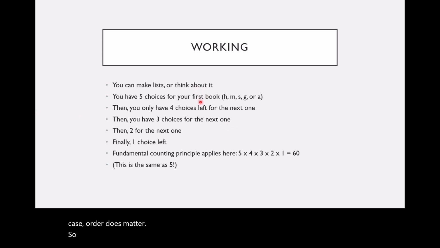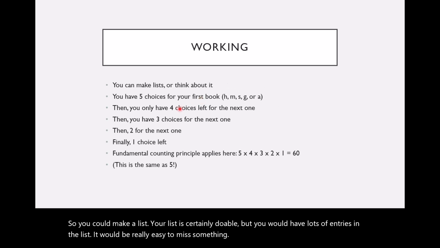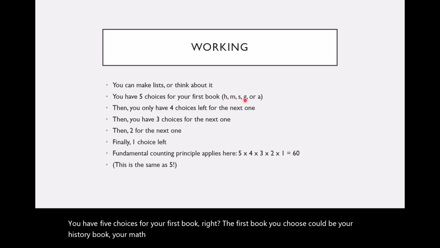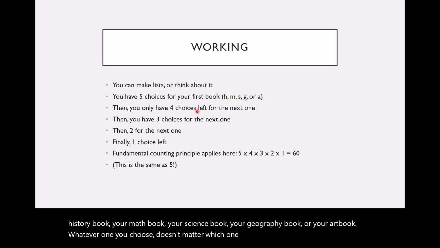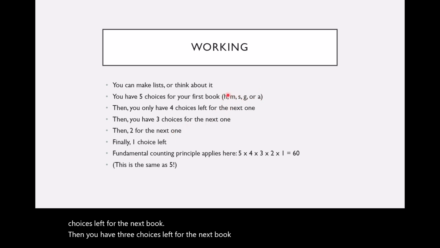So you could make a list. Your list is certainly doable, but you would have lots of entries in the list. It would be really easy to miss something. But you can just think about it. You have 5 choices for your first book, right? The first book you choose could be your history book, your math book, your science book, your geography book, or your art book. It doesn't matter which one you choose, but then for your next choice, you only have 4 choices left because maybe I chose my art book first. So I have 4 choices left for the next book. Then I just have 3 choices left for the next book. Then I have 2 choices left for the next book. And then finally, I have just 1 choice left.